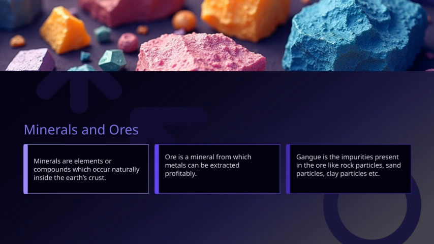Connecting these points to our overall theme, understanding what constitutes ore and gangue is crucial because separating the valuable minerals from impurities is a key step in the extraction process. The better we understand these components, the more efficient our metallurgical processes become.